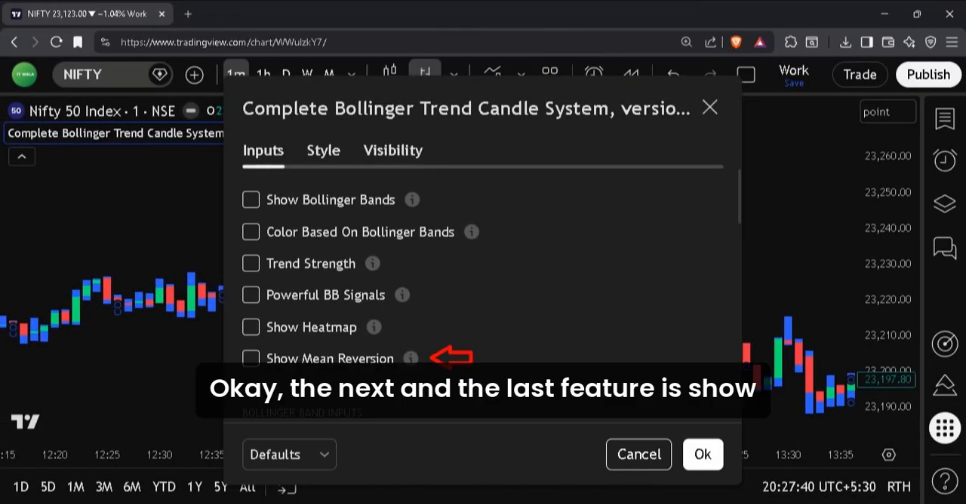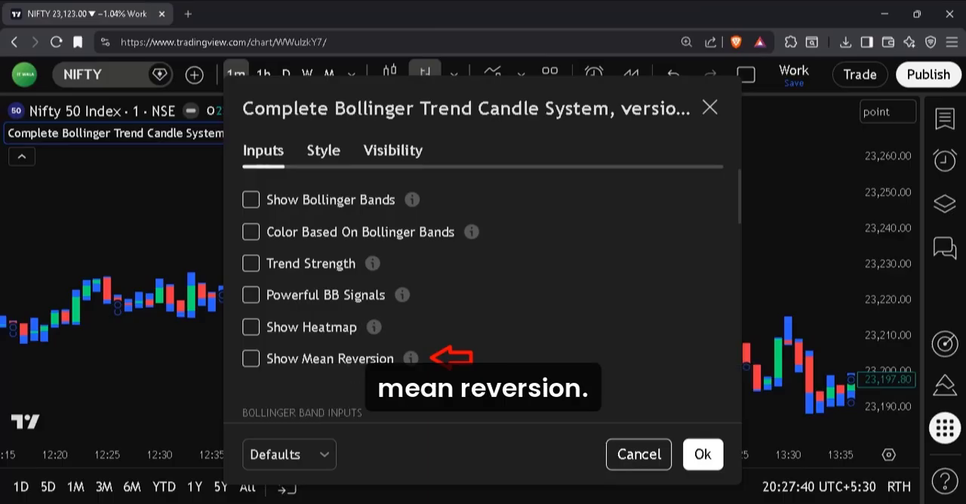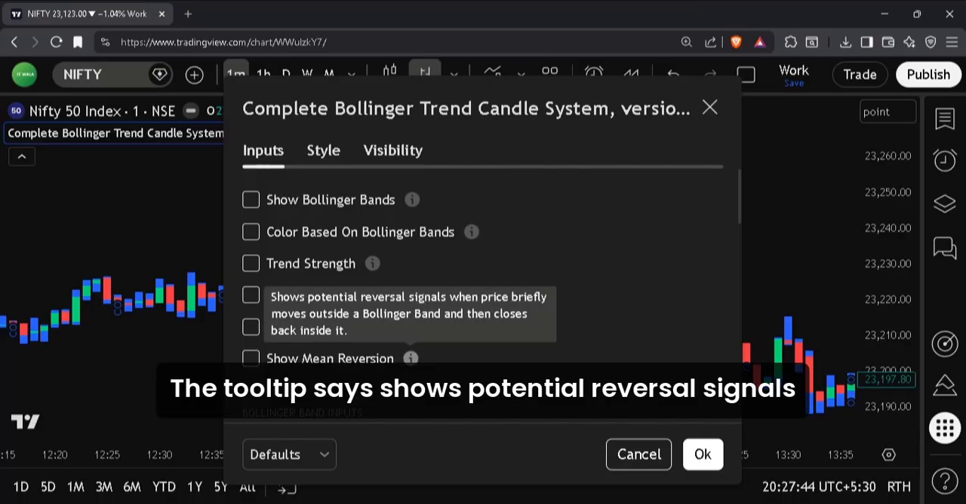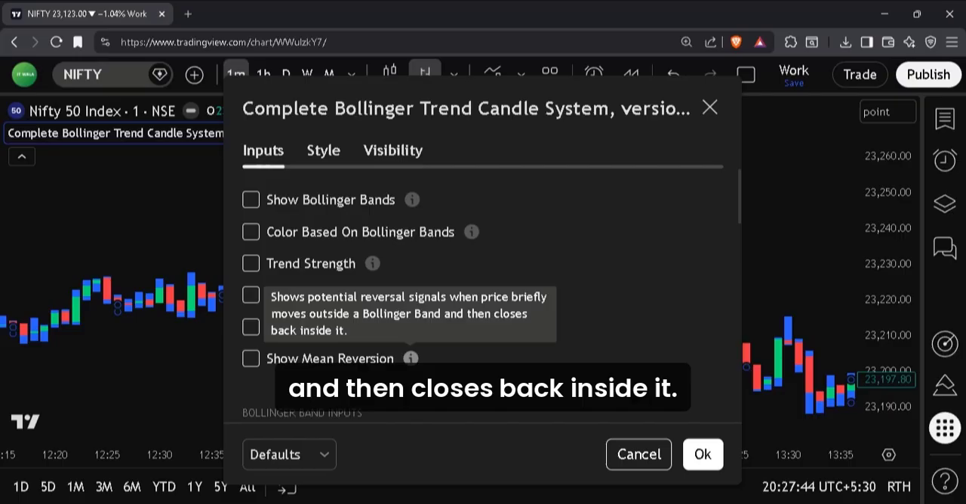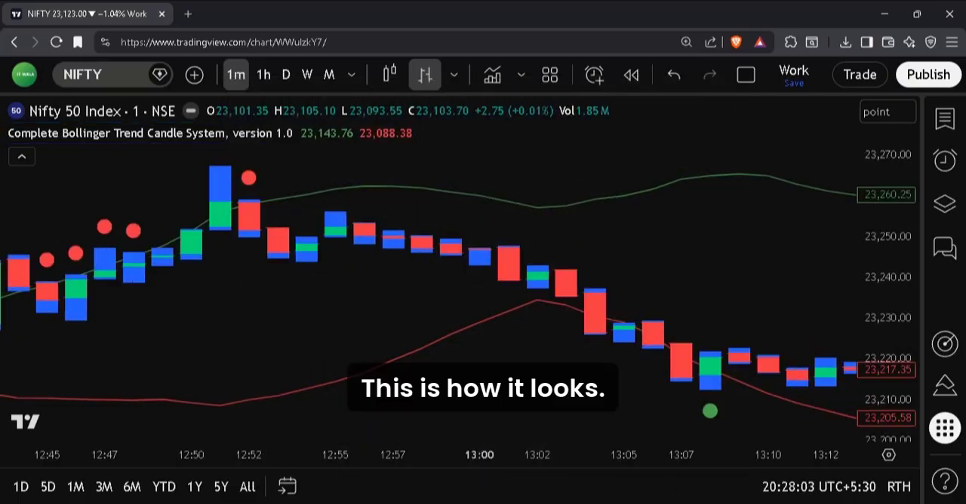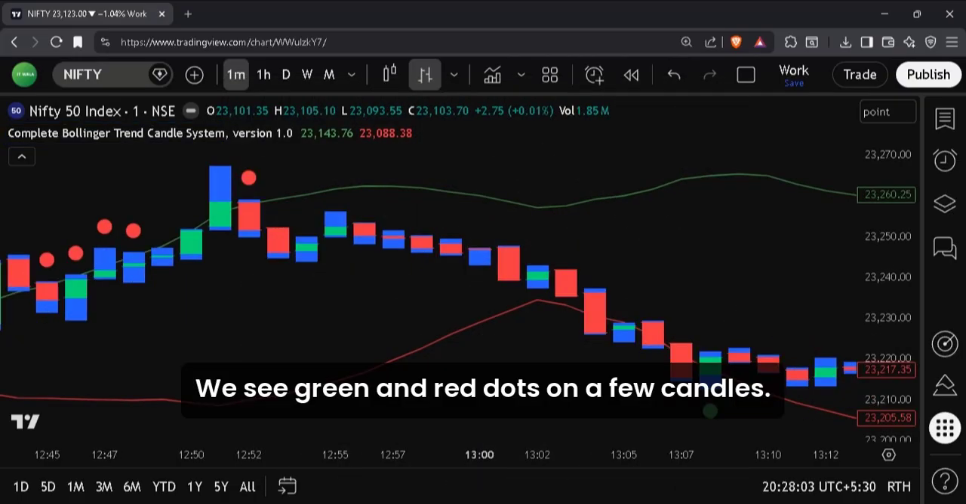OK, the next and the last feature is Show Mean Reversion. The tooltip says, shows potential reversal signals when price briefly moves outside a Bollinger Band and then closes back inside it. This is how it looks. We see green and red dots on a few candles.